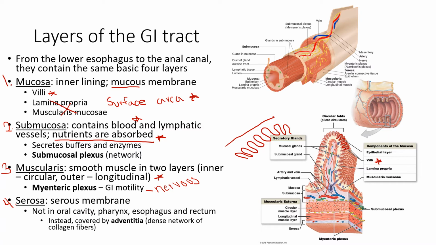This is the serous membrane. It is not going to be located in the oral cavity, the pharynx, esophagus, or the rectum. Those organs are instead going to be covered by a membrane called the adventitia, and that is just a dense network of collagen fibers. When it comes to membranes, this is typically just going to be what holds these organs in place, if you will.